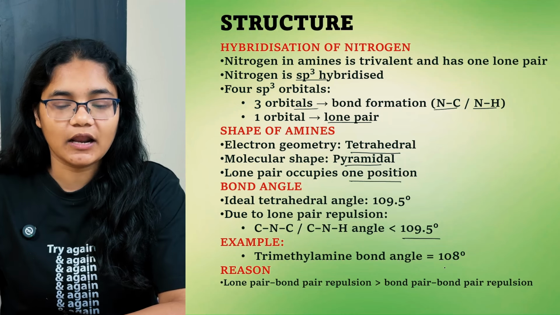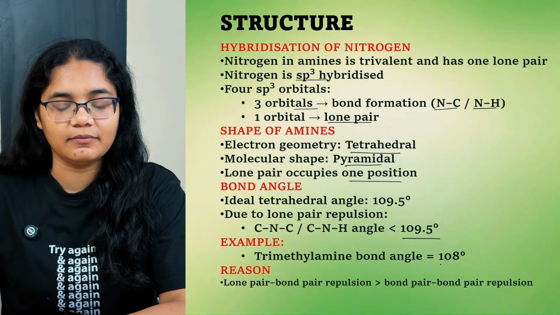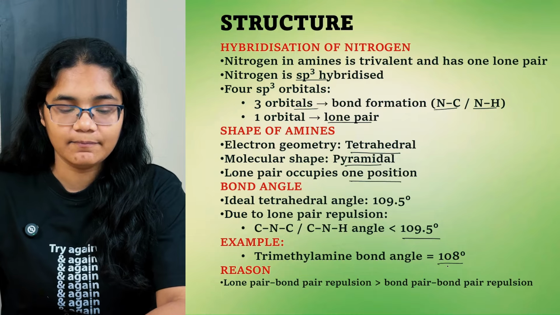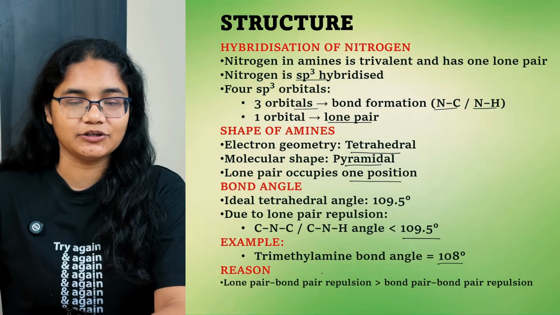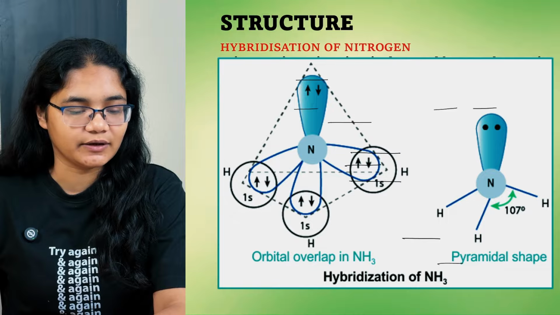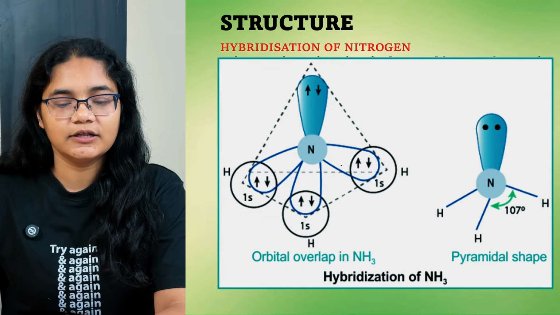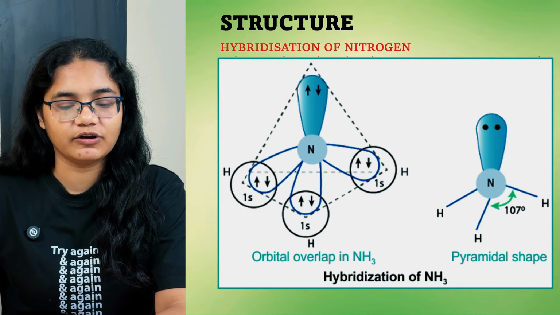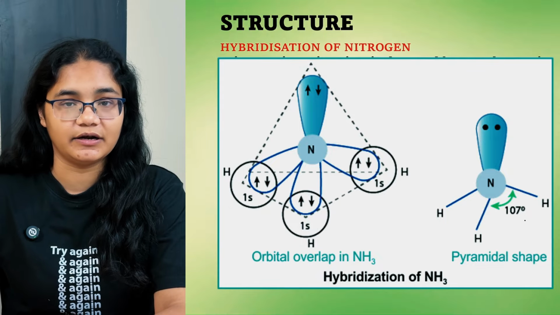degree. Okay, now for example, here we have trimethylamine, the bond angle is 108 degree, and the reason being the repulsion between the bond pair and lone pair of electrons. If I see the structure, this is how the structure looks. So you have N and then 3 hydrogens, NH3, and here it is the pyramidal shape.